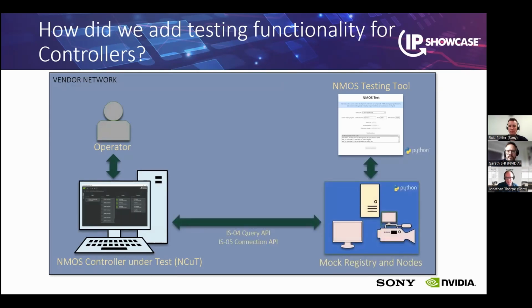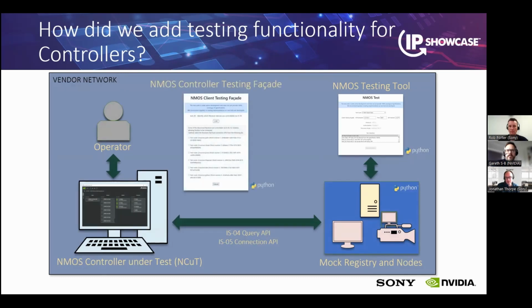So here's how the controller testing works. The NMOS controller under test can connect to a mock registry and mock nodes, which are fully under the control of the NMOS testing tool, and so can be easily monitored and manipulated. When running controller tests, the testing tool prompts the operator to perform actions on the controller's user interface via a testing facade, which receives instructions from the testing tool via a Q&A protocol. Changes in the controller user interface are reported via the testing facade for validation by the testing tool. In addition, controller actions can be validated by the mock resources. Here's a short video demonstration.